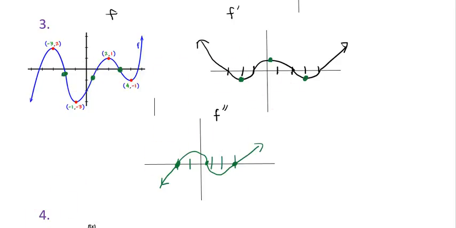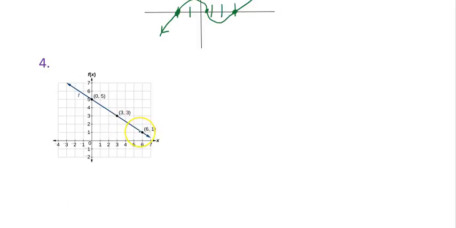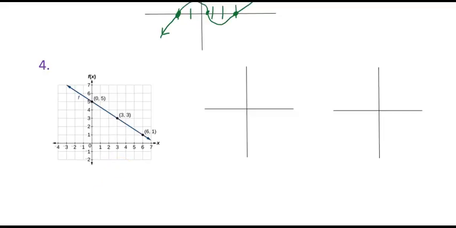Okay, 4 is just a line, so I want you to try to pause and draw the derivative and the second derivative on your own. Okay, so number 4, you're looking at the original graph. It's a line, so it's a little bit easier than the ones that we've been doing.